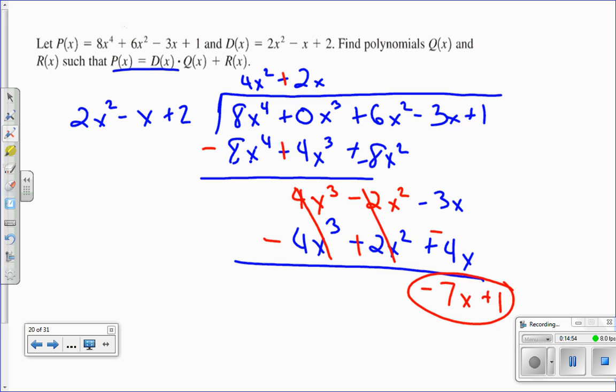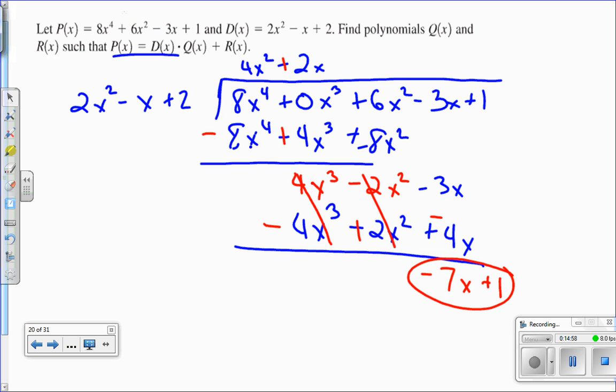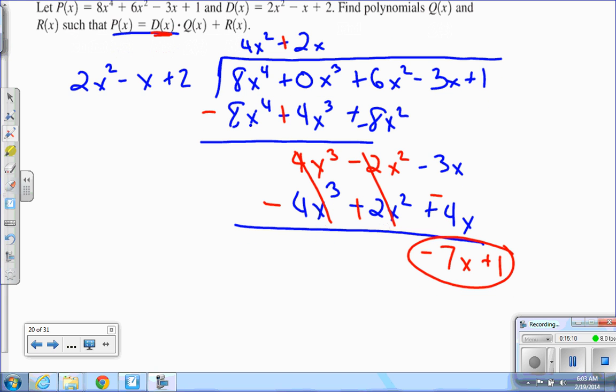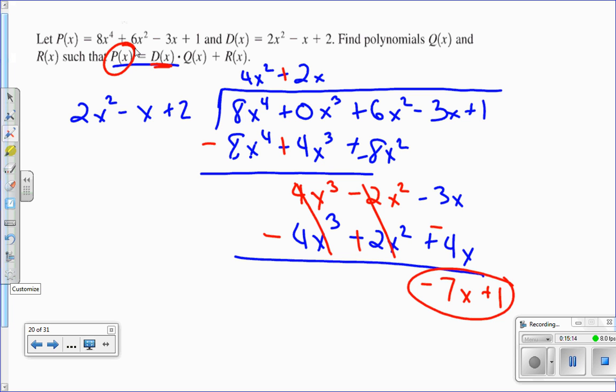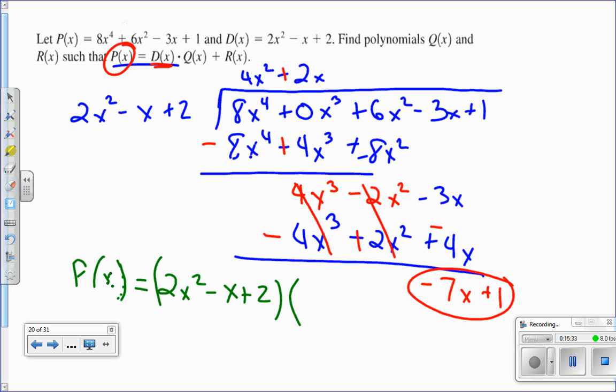So what we're trying to get you to understand here is we can rewrite this. This is your dividend. So taking a look at this again, your p of x is here, which is your 8x to the fourth. So they want us to write this as the following. They want p of x is equal to the divisor, which is your 2x to the second minus x plus 2. We're going to multiply that by the q, or the quotient, which is the 4x to the second plus 2x. And then we're going to add the remainder, so plus negative 7x plus 1. And so if we were to multiply these terms out and add the remainder, we will get p of x.